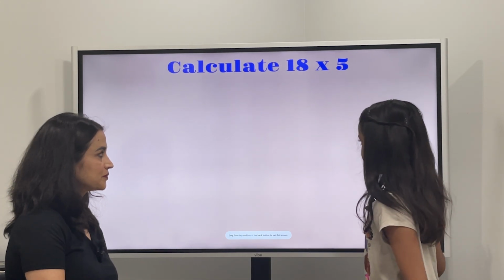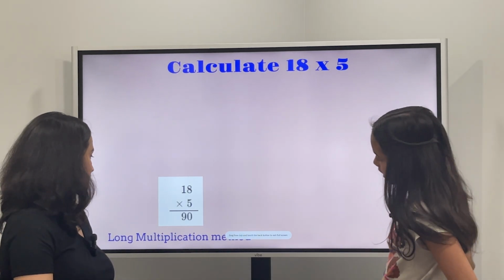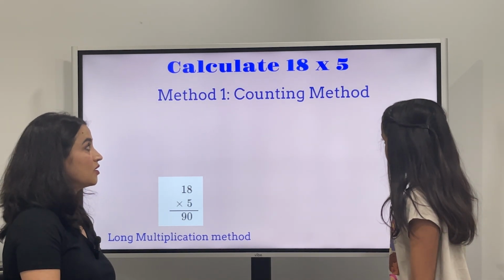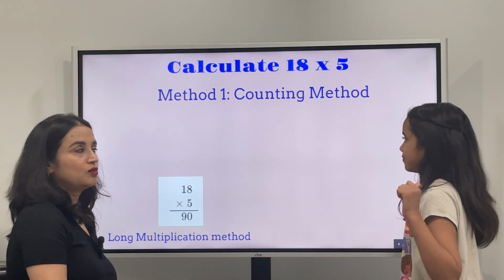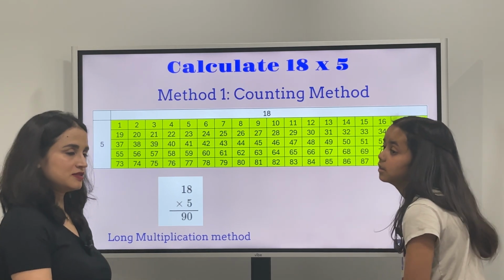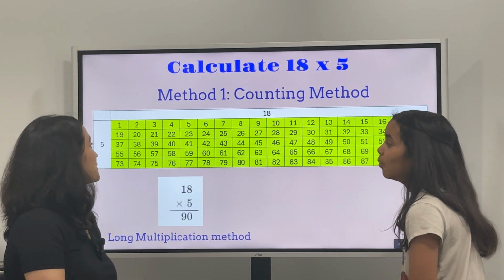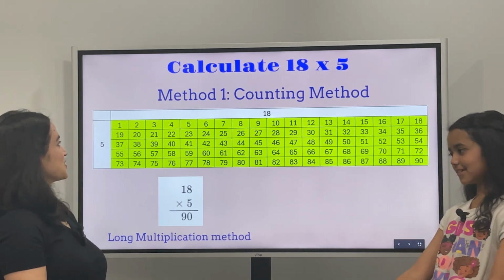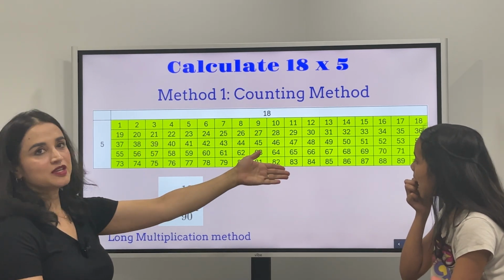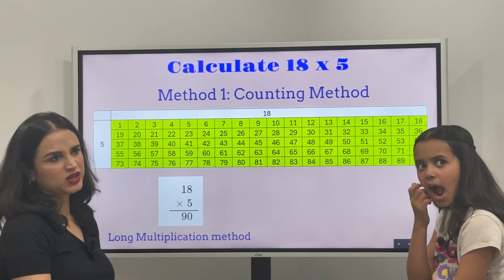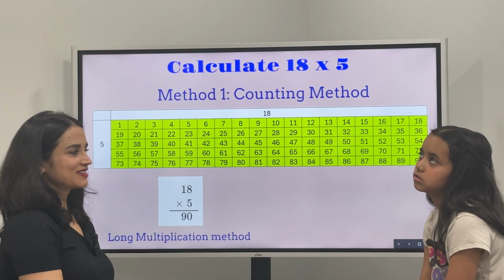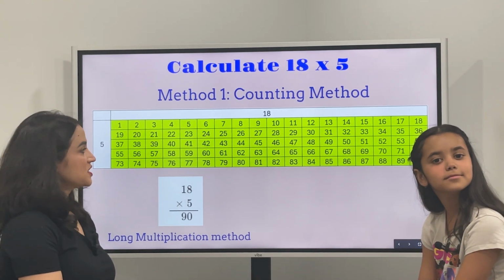That's what you did: the long multiplication method. So the different one? Counting method. Oh, so many numbers. Makes me dizzy. From 1 to 90. So basically you have to count 5 times 18s, which will give you 90. That's so long. Nobody has time to do that. 1, 2, 3, 4, 5, 6 ... 90. Okay, so this is one way.